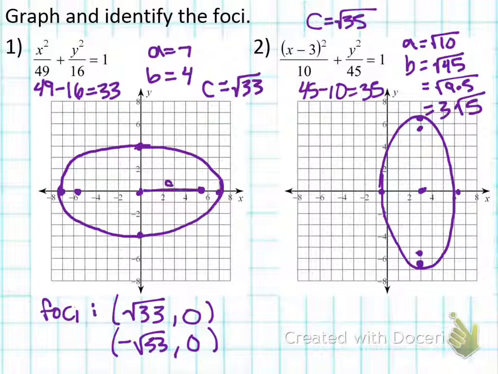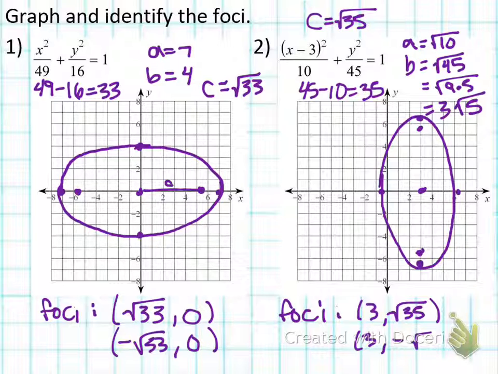Okay, now I can label those points. I went in my x direction, I'm at 3. Then I went up root 45, or up 3 root 5, and down 3 root 5. So my points are going to be 3, comma, square root of 30. Oh, I'm sorry. I was looking at the B. So C is square root of 35. So I went over 3, up square root of 35, over 3, down square root of 35 to get these points. So 3, root 35 and 3, negative root 35 would be the coordinates for those.